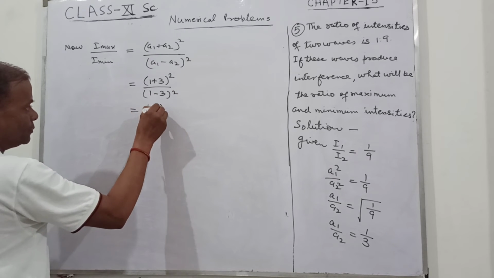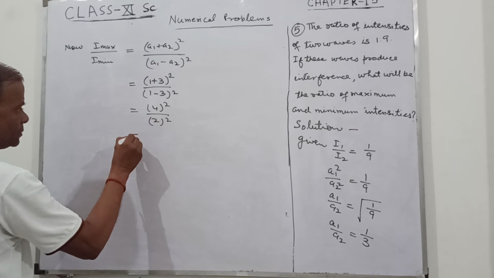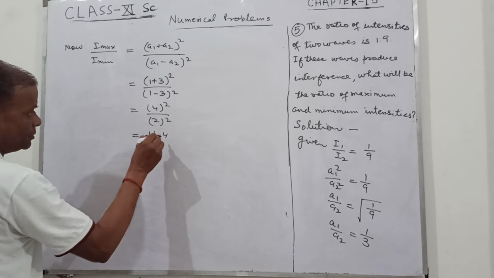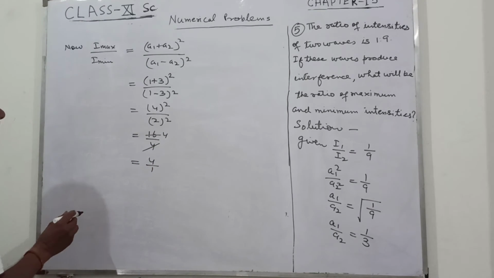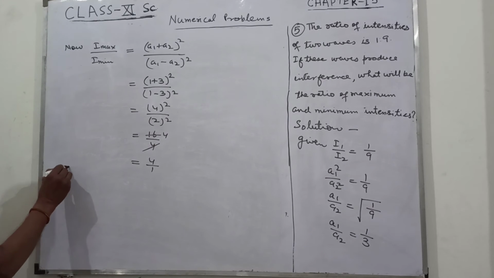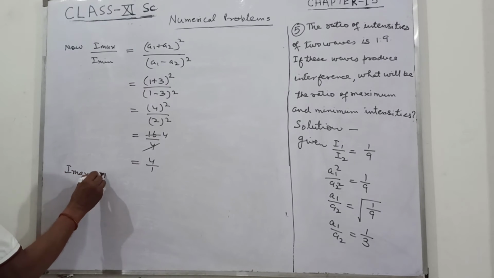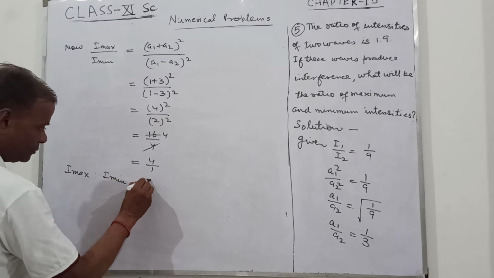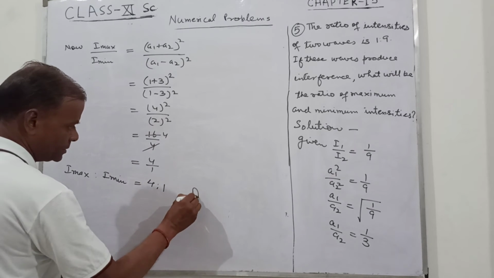This is now 4 whole square upon 2 square. So this is now your 16 upon 4. So this is now 4 upon 1. It means that I maximum ratio I minimum equal to 4 ratio 1. This is the answer.